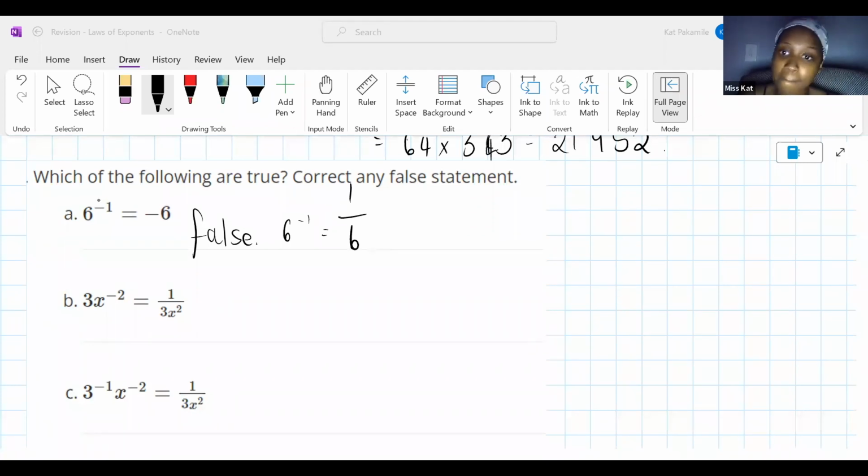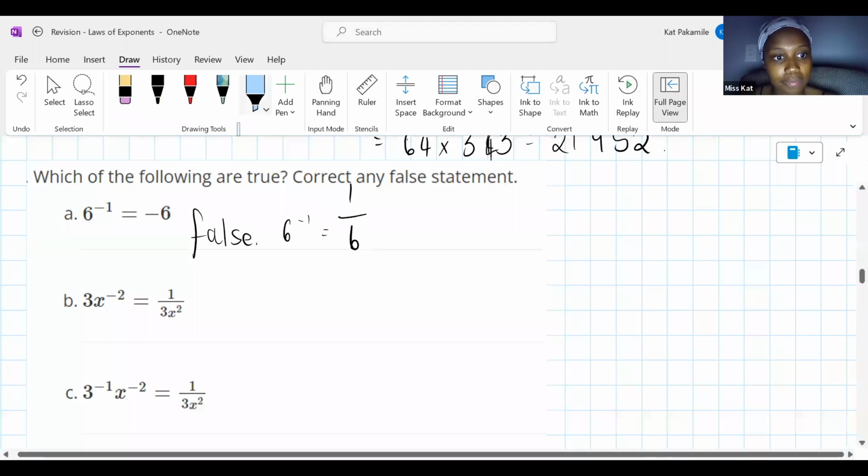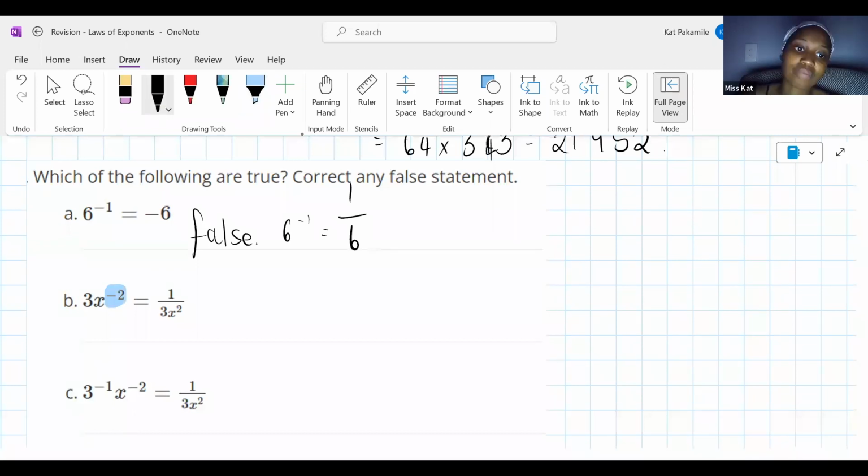Okay, ma'am. The reason why I say it is false is because the x is the one that's negative, right? So what I'm going to do is put it underneath the 3. So I put 3 over x to the power of 2. And that would be beautiful, because you are brilliant. So this was false.